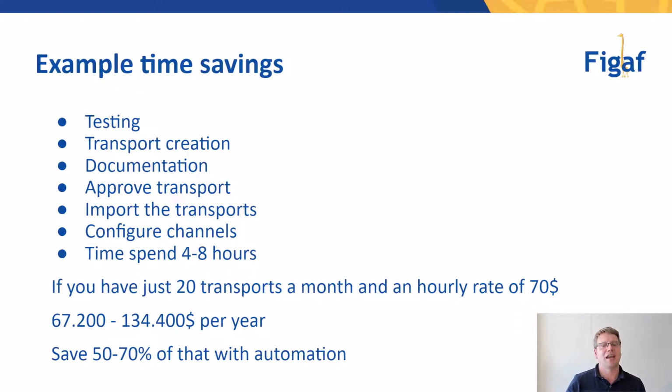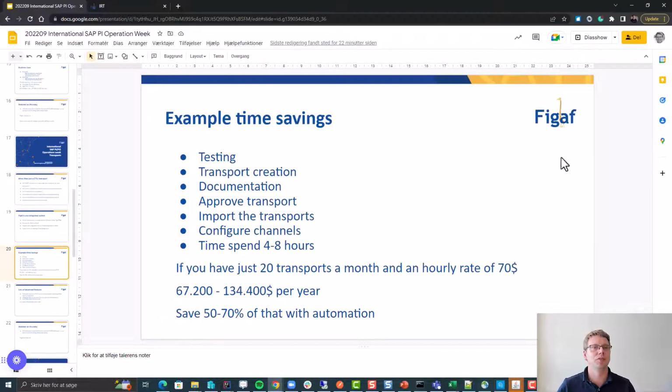So just an example of what you'd be spending on transports. There's a lot of time for testing, there is transportation of content, there's documentation, you need to approve these transports between different teams, you need to import the transport, then you need to configure the channels, and this can easily take 4 to 8 hours per transport. If you have 20 transports per month, then this is a lot of money, depending on how much you use. If you can save 50% of that with automation, it is definitely something that is notable in your organization. So let me show you the Figaf tool and how it looks.